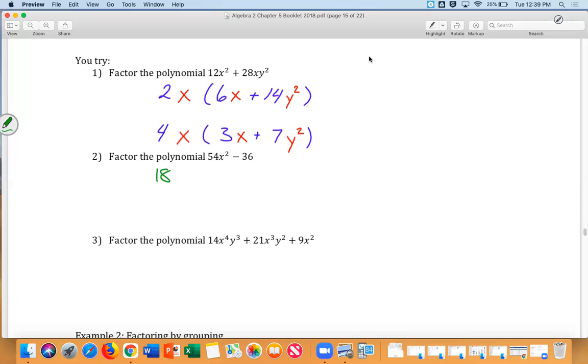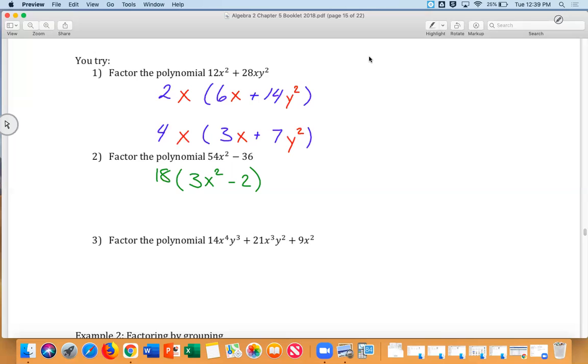Okay. So I'm pulling an 18 out. Now, it's only 18 because the first number has an x squared. The second number has nothing, no variable. 54 divided by 18 is 3, so 3x squared. 36 divided by 18 is 2. So it's minus 2. Chris, is that what you got? Yes. Perfect.